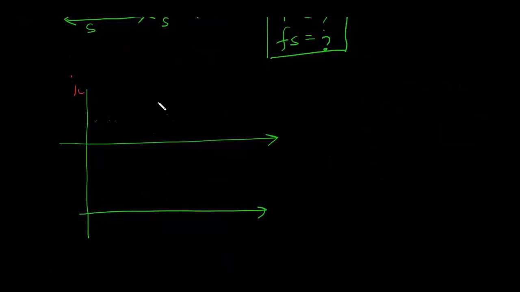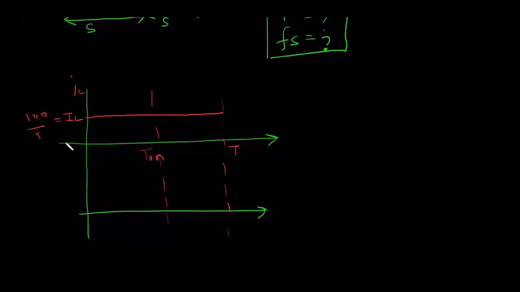This is T on, T. So if you neglect the inductor ripple, the inductor current will be constant, equal to the value IL, 100 by 9, and the switch current will also be constant during on, and when switch S is off, it will be 0.